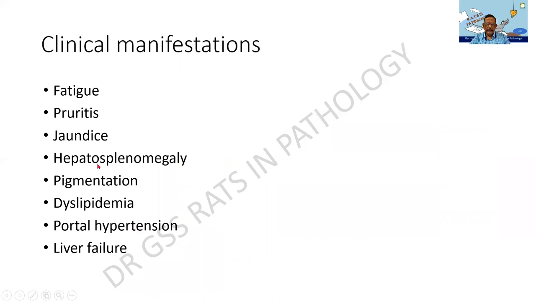These are the clinical manifestations. Pruritus. Whenever there is bile stasis, there will be pruritus or jaundice. Hepatosplenomegaly initially, but then there will be a cirrhosis later on. Hyperpigmentation can be there. Dyslipidemia, distaste for the fatty foods and maldigestion. Portal hypertension. And ultimately, there will be a liver failure. The patient will have to go in for a transplantation.